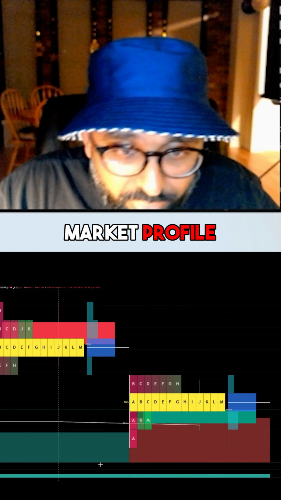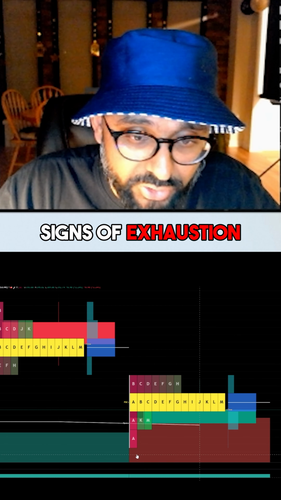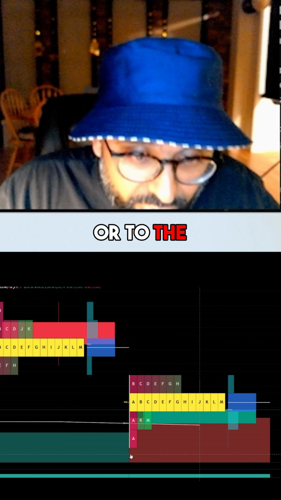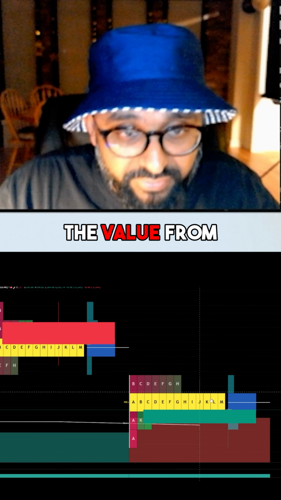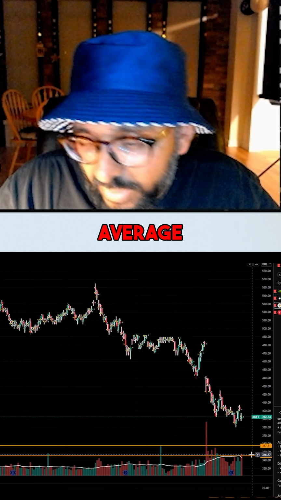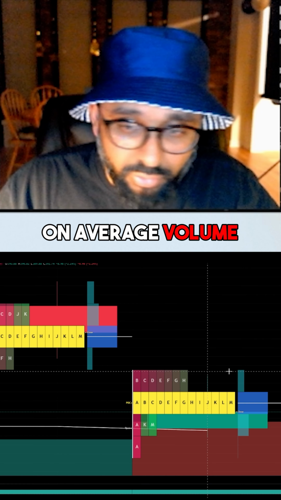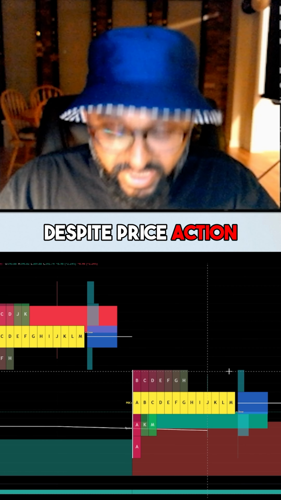So when I look at the market profile, there are no tails at the top, no tails at the bottom, which means no signs of exhaustion. There is no range extension to the upside or to the downside. It means neither buyers nor sellers tried to aggressively auction any one direction. Value from yesterday, it looks like it's lower, and the volume is about at average. On average volume or normal participation, value ended up being lower, despite price action having an upward tilt.